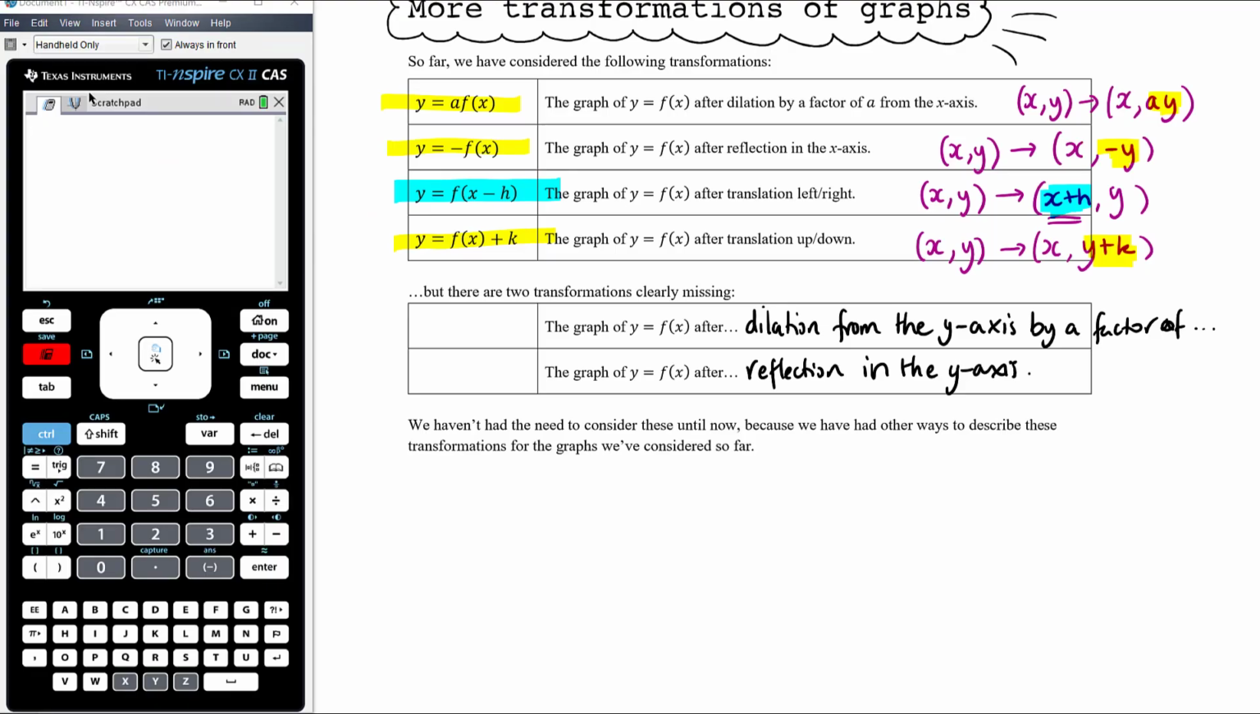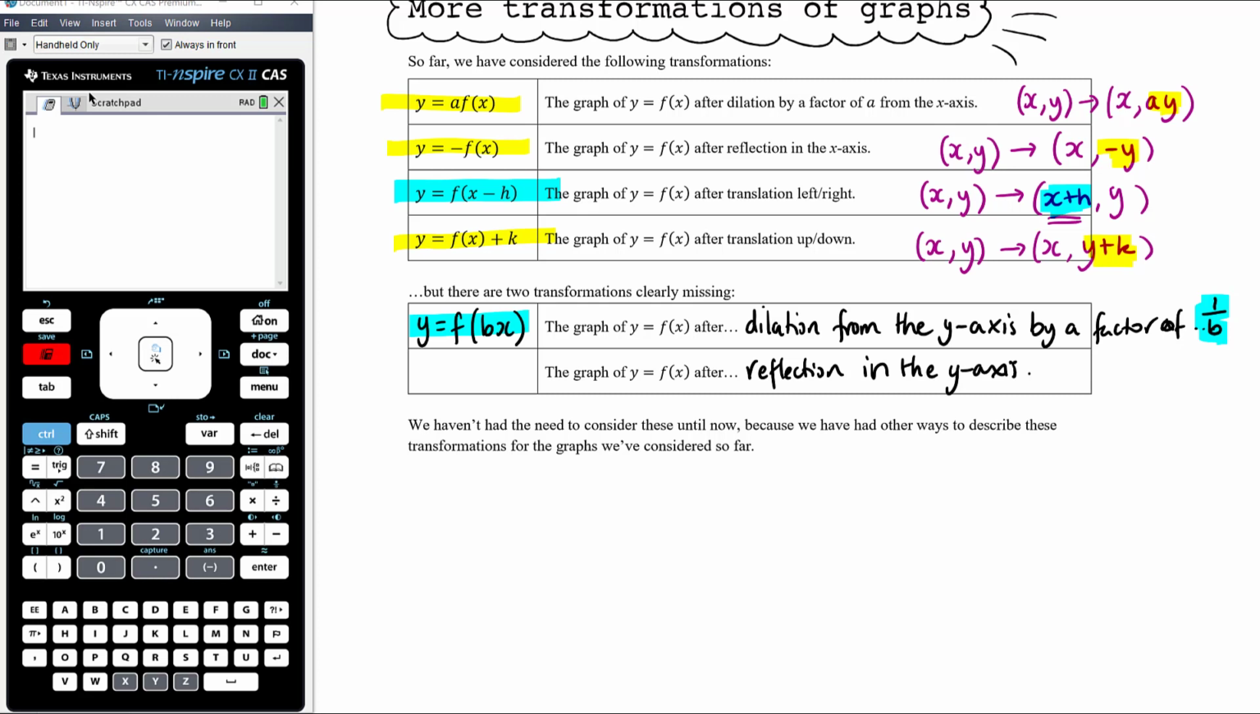Okay, so we already speculated that we were going to think about dilating from the y-axis and reflecting in the y-axis. Now, when we dilate from the y-axis, the function is f of bx. Okay, so we multiply by b inside the function. So it's like this one. We don't multiply the whole function by b, we multiply x by b, not f of x by b. And the other thing we noticed is that it's not by a factor of b, it's by a dilation factor of 1 over b. It's the reciprocal of b.